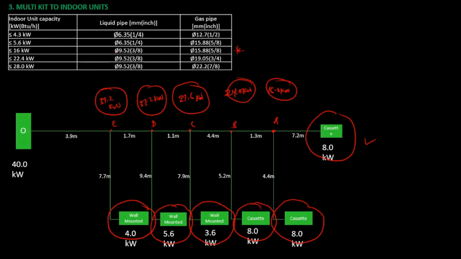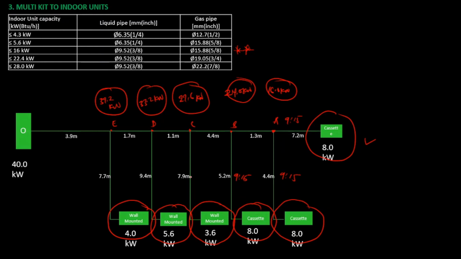That's 9.52 millimeters on the liquid side and 15.88 millimeters on the gas side. So we'll come here and write 9 and 15. It's the same thing with these indoor units here, because they have the same capacity. So I'll come here and write 9 and 15. At branch B, the indoor unit's capacity is 8.0 kilowatts. That's the capacity of the indoor units connected to it. So it still falls within this range. So write 9 and 15 again.